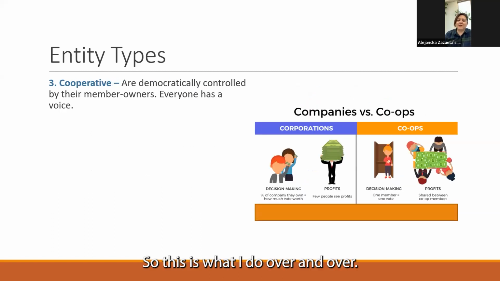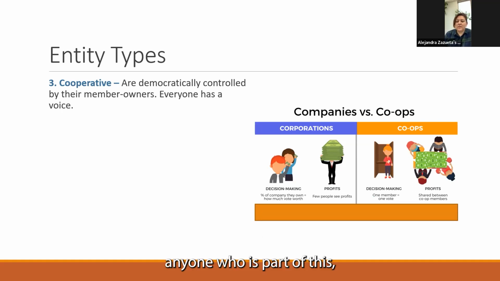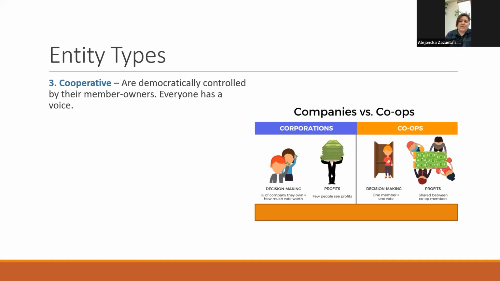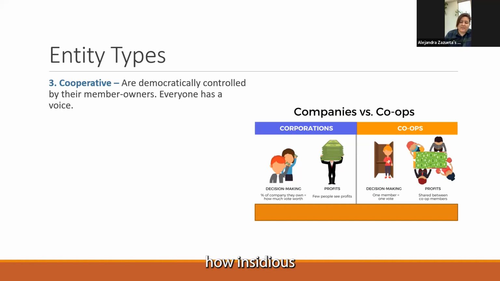Okay, so this is what Arturo went over. These are co-ops. There's a lot to talk about with co-ops, but essentially anyone who works in the business owns the business at some level. And there's a lot of democracy going on, but this is probably the biggest one as far as how dense it is. Next.